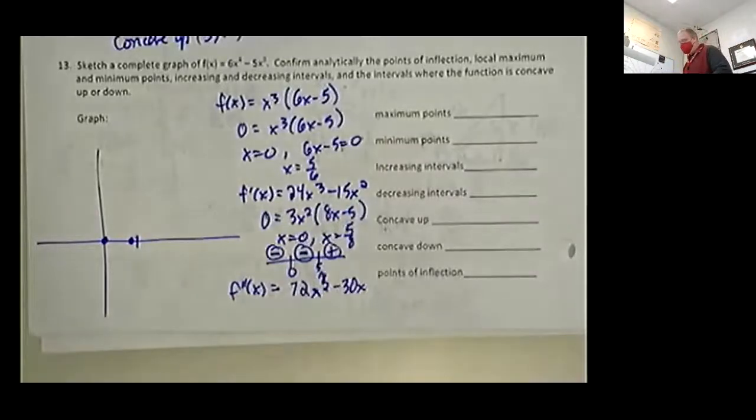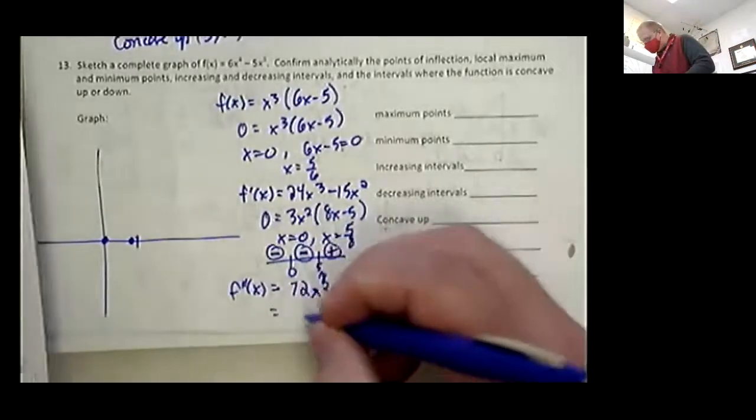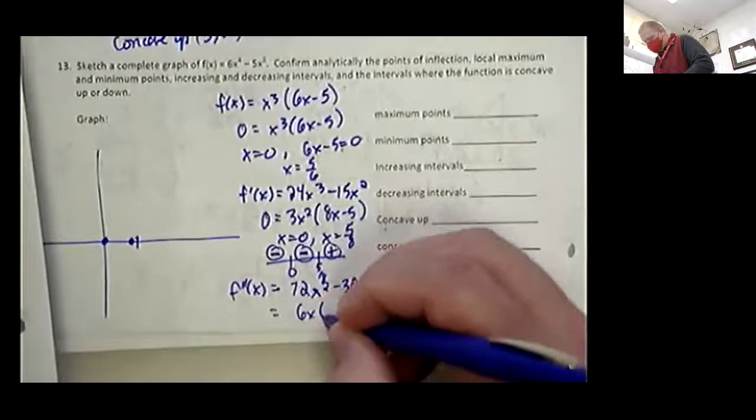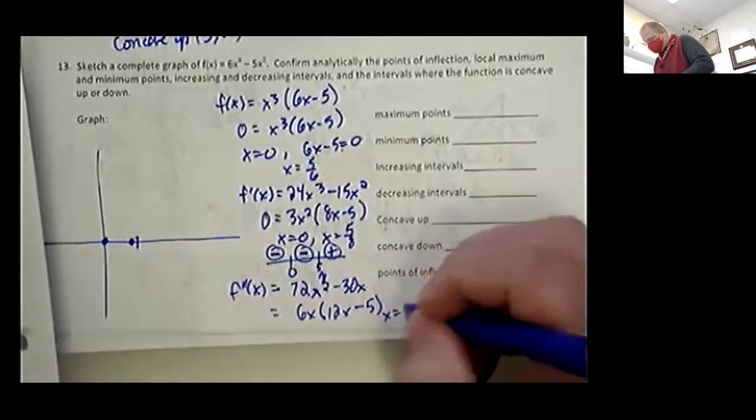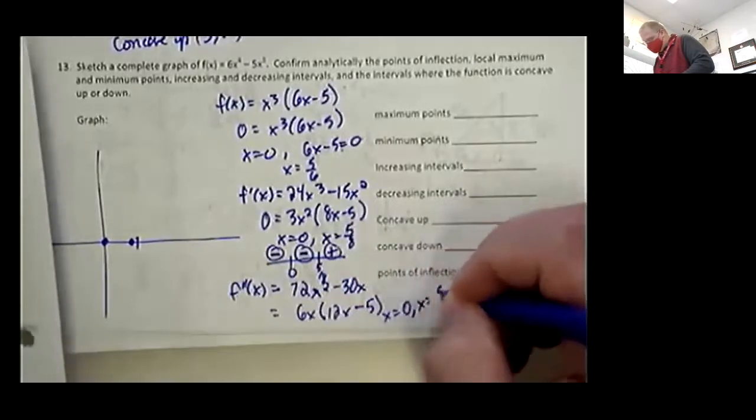We can use a trick here. We can factor out a, is this a 12? Let's factor out a 6. So this is a 6x. That leaves us with a 12x minus 5. And therefore, x is 0 or 5/12.